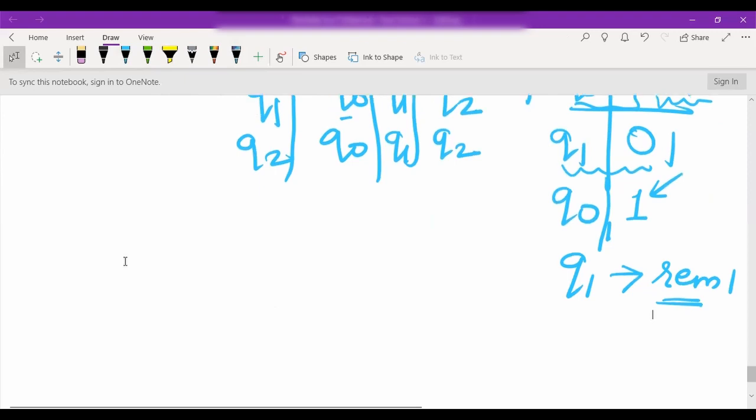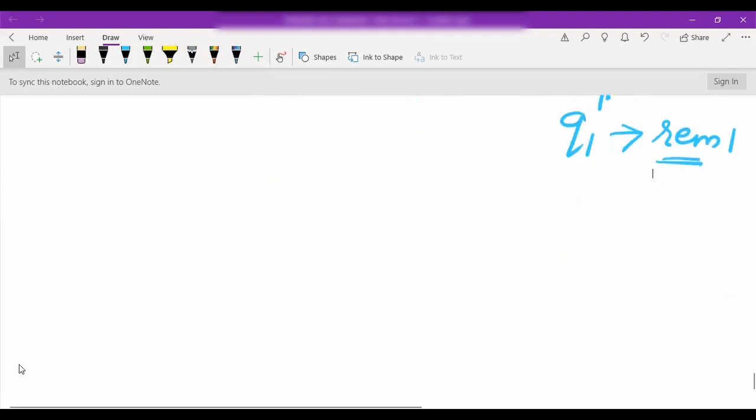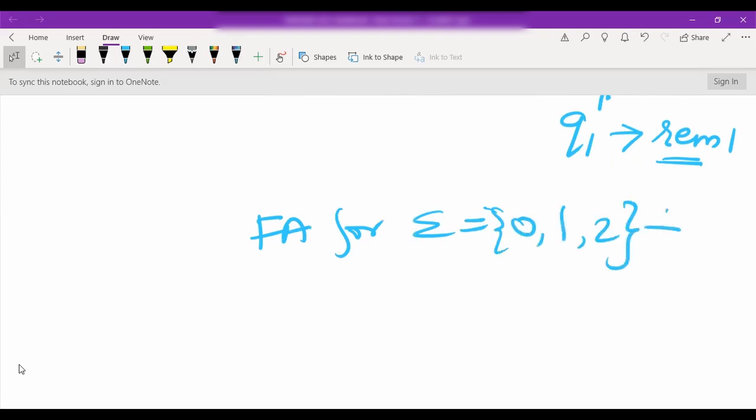So this is how we have designed our finite automata for the ternary number system divisible by 3. Now what will be your question? We have to design a finite automata for the ternary number system and check the divisibility by 4.